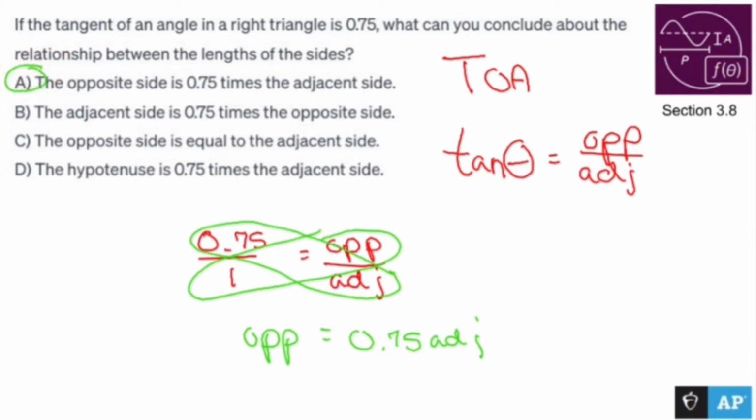The answer is A. Now, I know there's other ways that we could do this, probably a simpler way, but this is me just breaking it down and making it simple in my little mind.